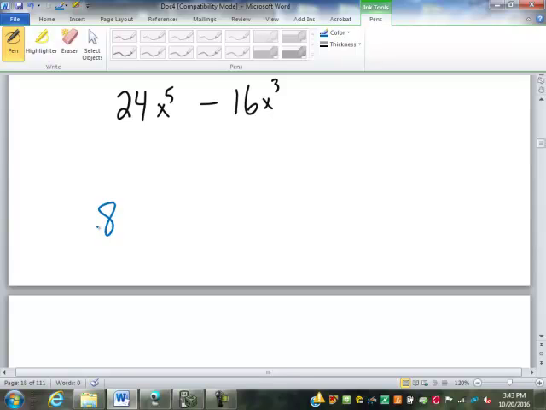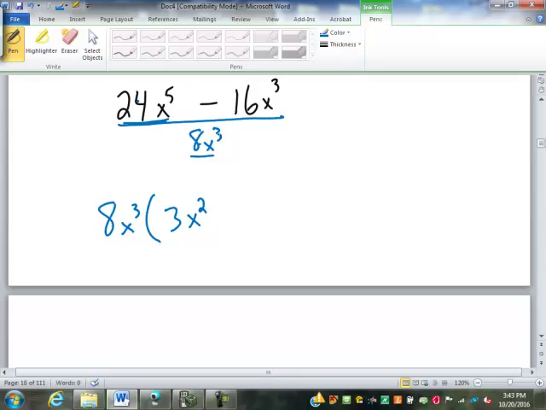Now how about for the x? X to the third. We go for the smallest power of the variable. It's x to the third. How do we figure out what's left over? Well, we divide this by 8x to the third. So we start out with 24x to the fifth divided by 8x to the third, which is 3x to the second. 24 divided by 8 is 3.